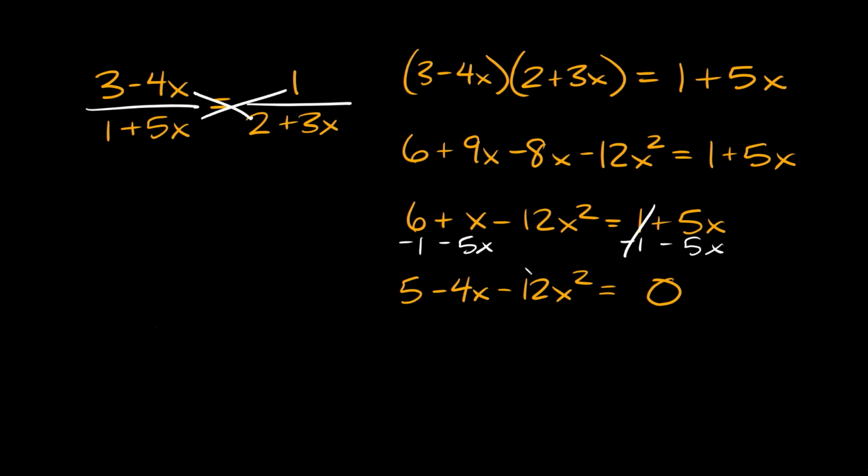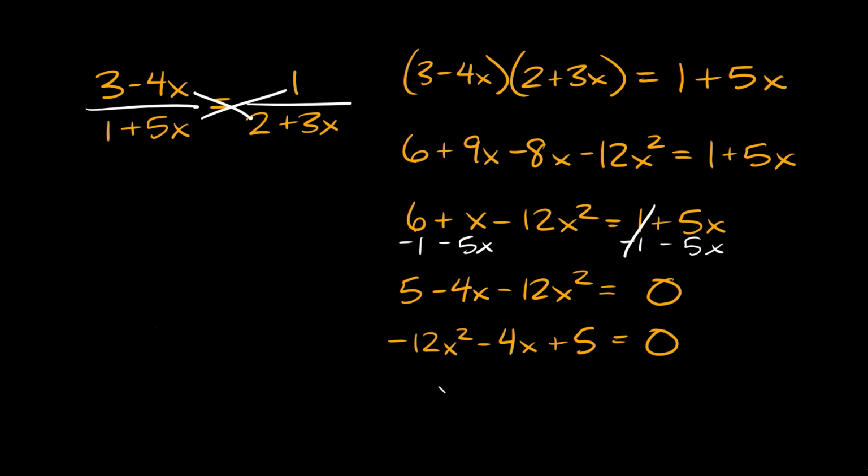Okay, so now let's rearrange this so it looks like a normal trinomial with the biggest exponent first. So we're going to say negative 12x squared, and then minus 4x, and then we have a positive 5, right? So plus 5 is equal to 0. All right, so now we're going to have to factor this bad boy.